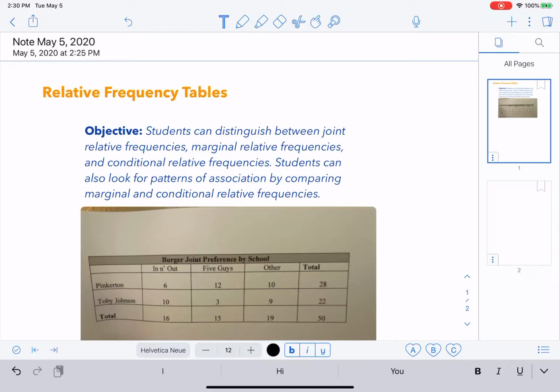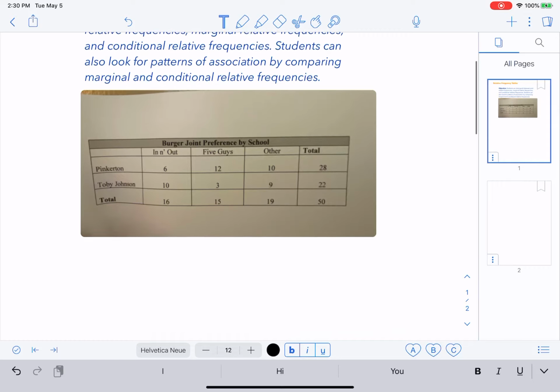Specifically, I want you to learn to understand the concept of relative frequencies. That's basically ratios or percents that you're creating based on this table. There are different kinds of relative frequencies: marginal relative frequencies, joint relative frequencies, and conditional relative frequencies, and in this video we're going to get into that. In a future video we're going to look at finding patterns of association by comparing those frequencies, but first let's just play around with this a little bit.